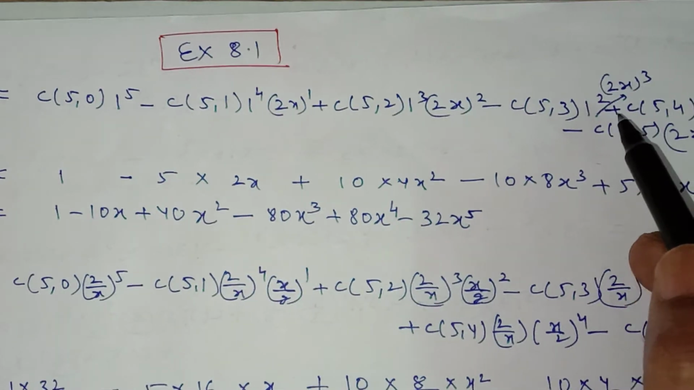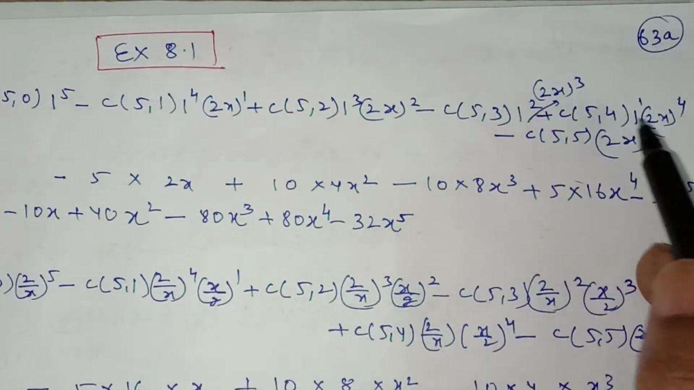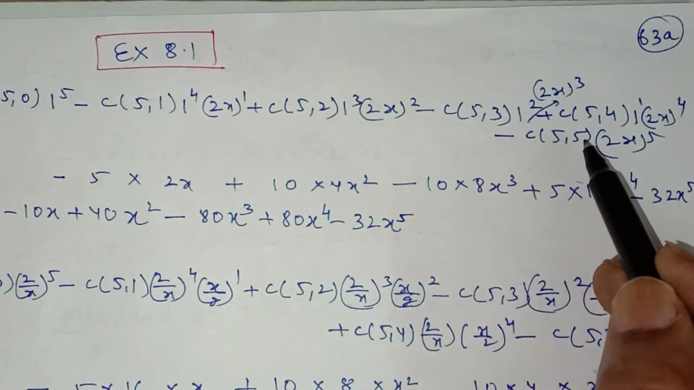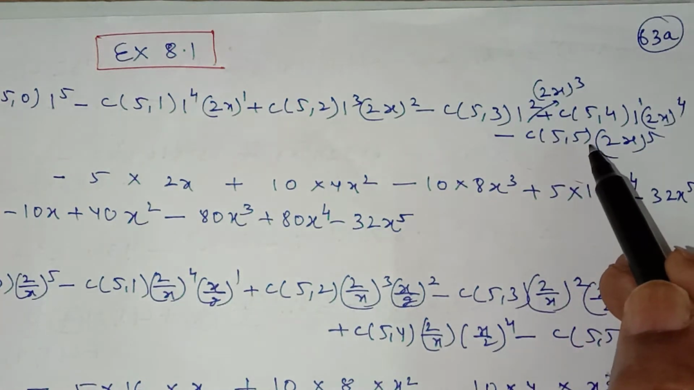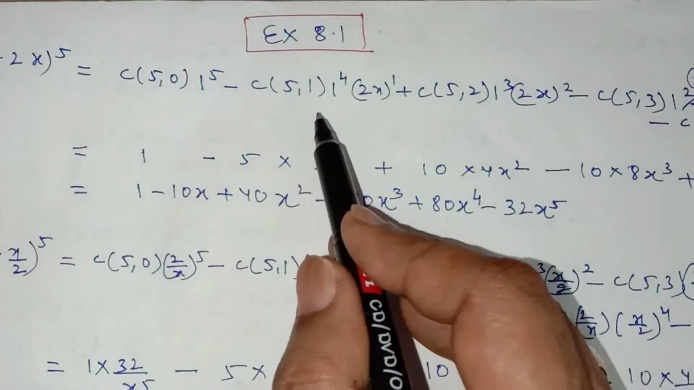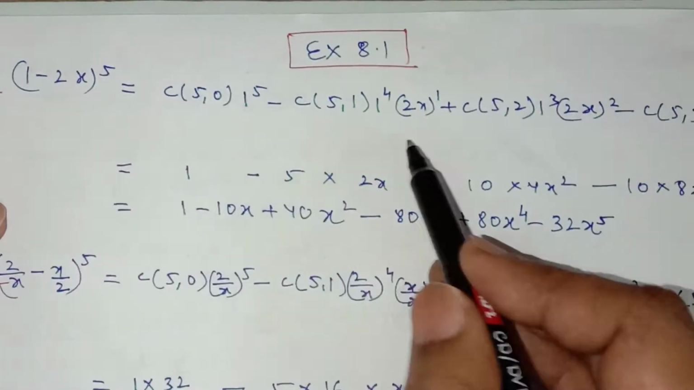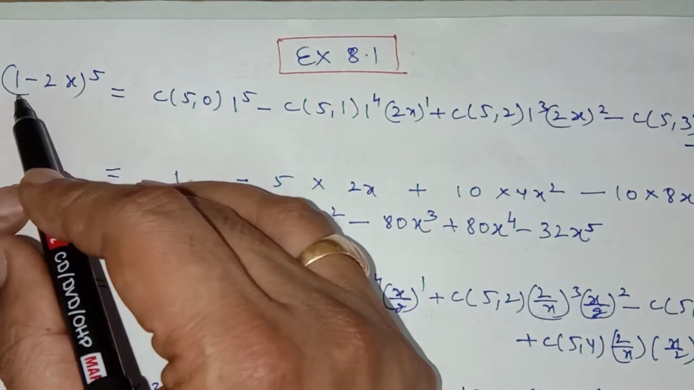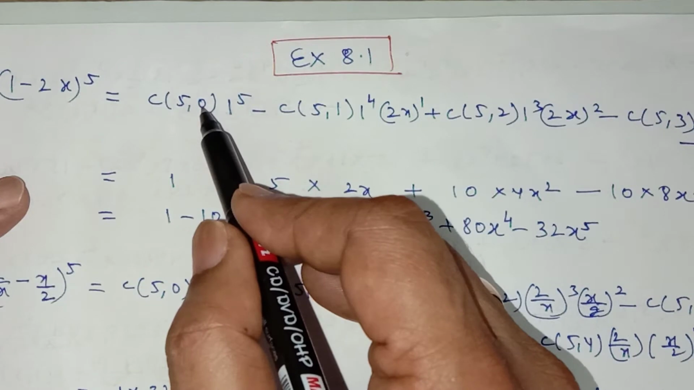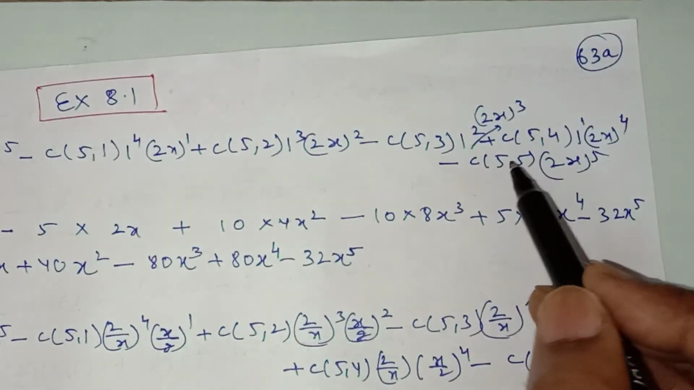The next will be positive: combination of 5, 4, 1 raised to power 1 and 2x raised to power 4. And the last term will be negative: combination of 5, 5, 1 raised to power 0 and 2x raised to power 5. So how many terms are these? 1, 2, 3, 4, 5, 6. When we have the power 5, you will get 6 terms. Here a is 1, b is 2x, n is 5, and r goes on increasing from 0 to 5, that is 0, 1, 2, 3, 4 and 5.